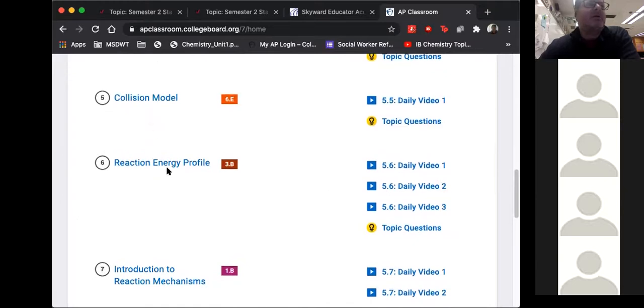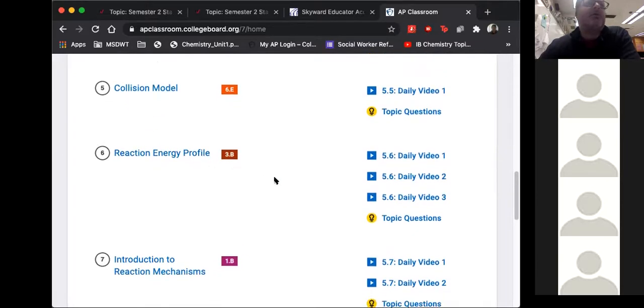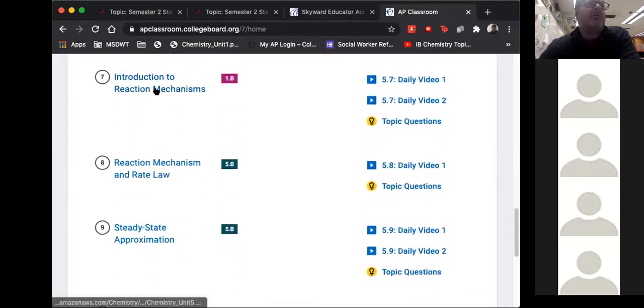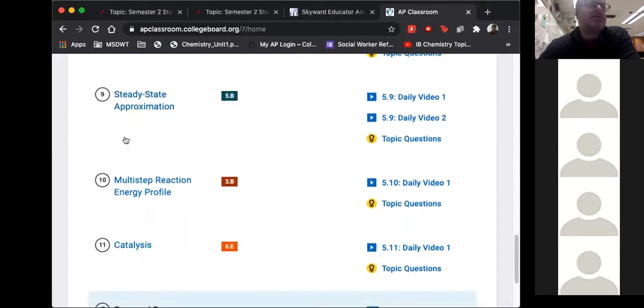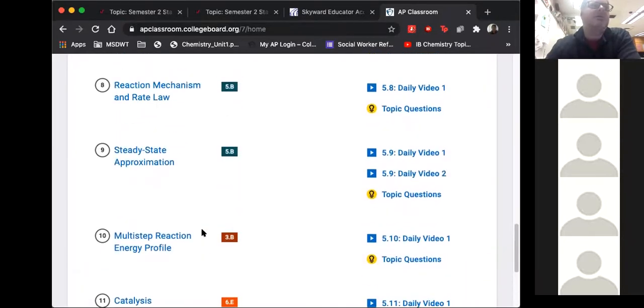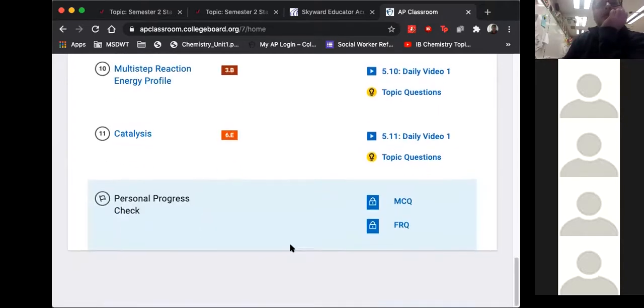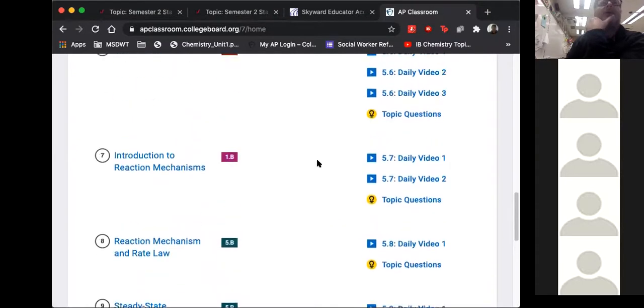We've actually covered the collision model and almost all of the reaction energy profile. When we do elementary reactions, that will cover the introduction to reaction mechanisms and reaction mechanisms and rate law. Steady state approximations is part of that as well. The multi-step reaction energy profile is basically two of those potential energy to reaction coordinate diagrams, not much different. And we've already covered the catalyst. So we'll probably be done with all of this by next Tuesday, which then we'll give you the MCQ and the FRQ like we did with the last one.